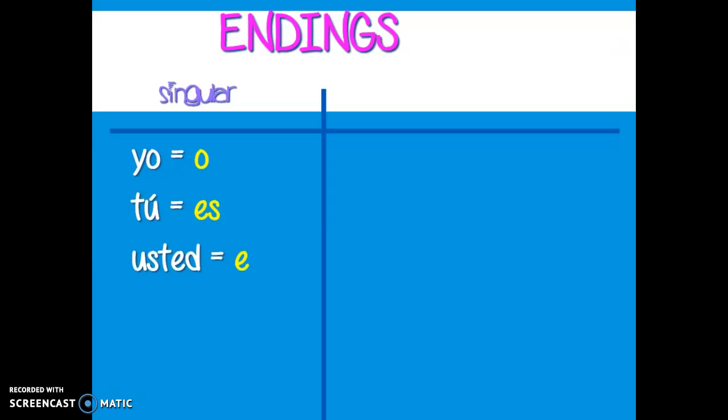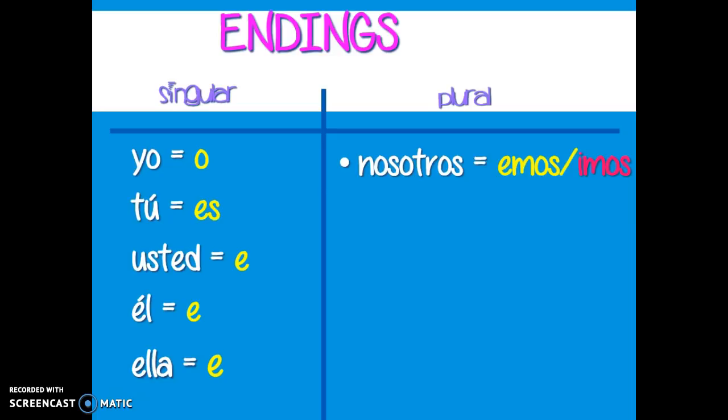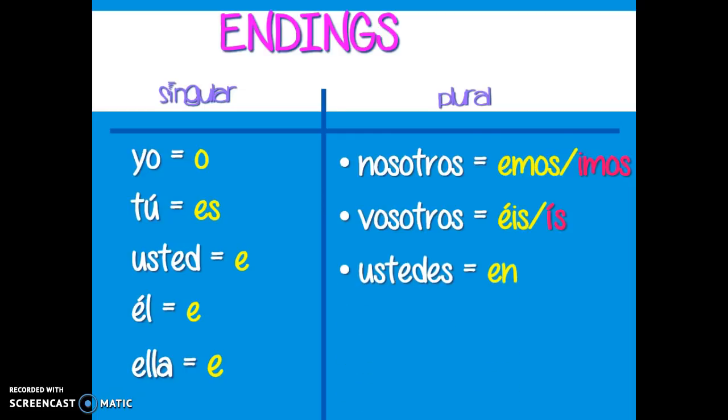O, es, e. Emos for ER verbs and imos for IR verbs. Vosotros is éis for ER verbs and ís for IR verbs. Ustedes, en. Ellos, en, and ellas, en. So, the only difference between ER and IR verbs is in the nosotros and the vosotros form. Emos, éis for ER verbs; imos, ís for IR verbs.